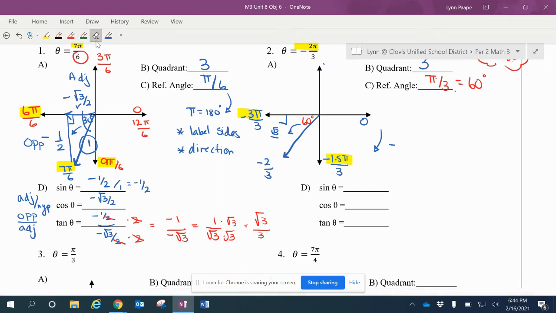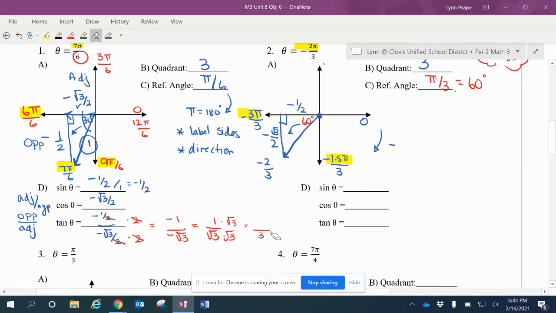And then from there, I know my adjacent side is going to be 1/2, right? And that's because it's across from the 30. So let's get our positives and negatives on here. So we're in quadrant 3. And so I'm going to head from the origin left, so that would be negative 1/2, and then down, so negative root 3 over 2.